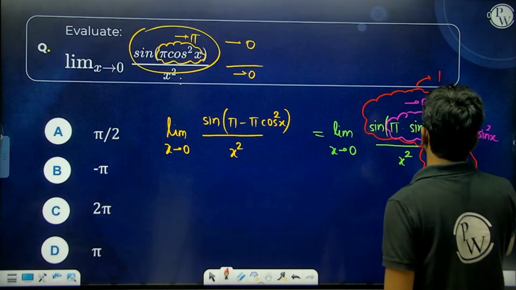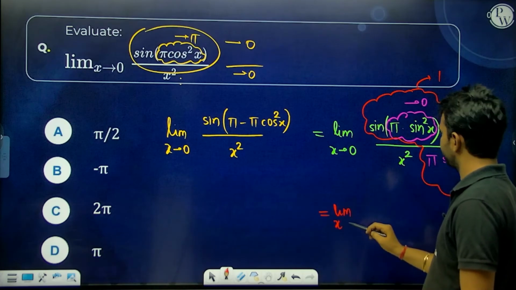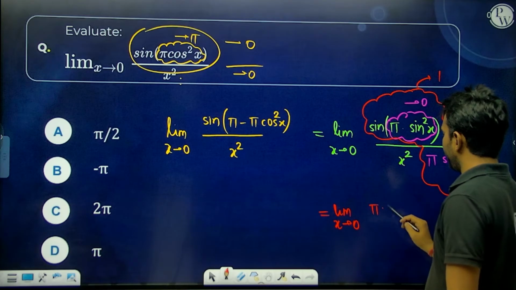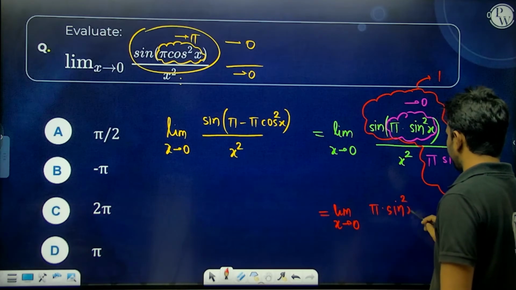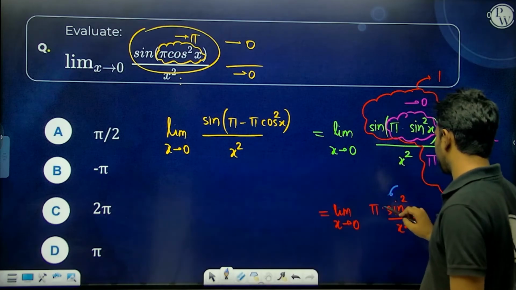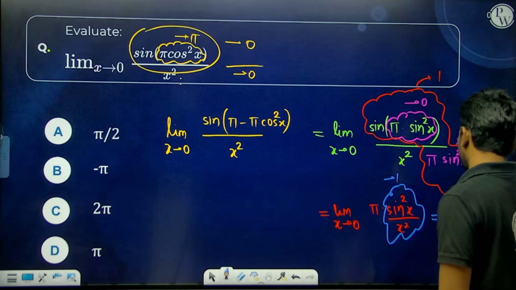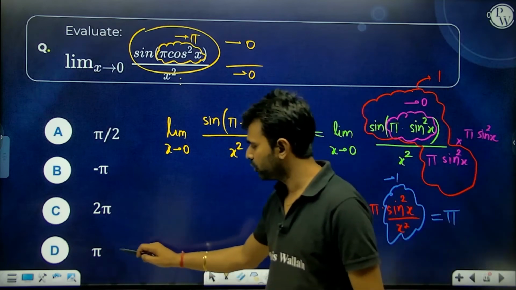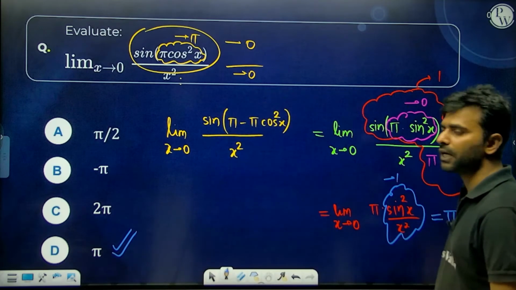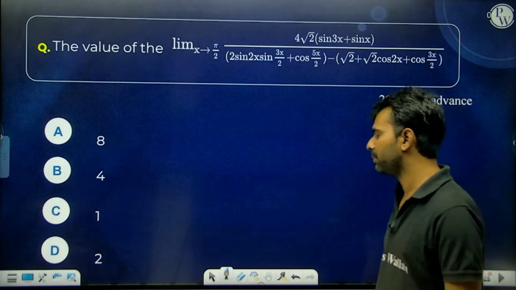This thing is going to be nothing but 1. I said fine. Okay, limit x tending to 0, it is going to be pi into sine square x upon x square. I hope you guys can visualize that the value of this expression is going to be nothing but 1. So the answer is going to be nothing but pi only. So the answer is going to be D for Delhi. I hope you guys are clear with this particular method as well. You guys can solve this question in multiple ways.